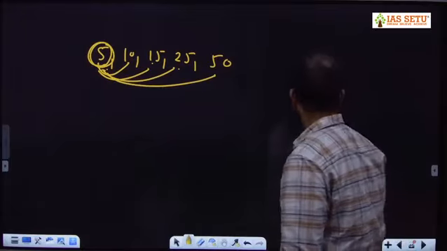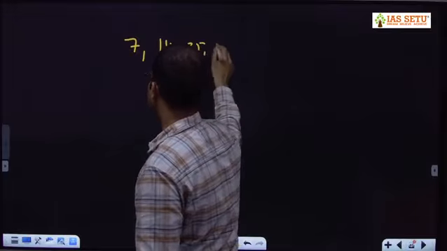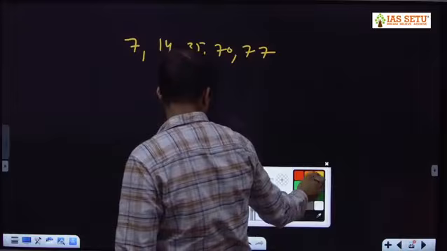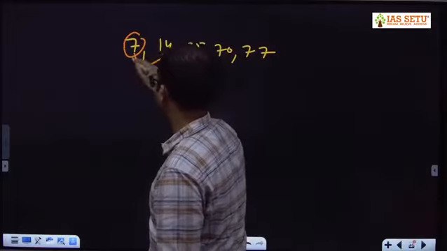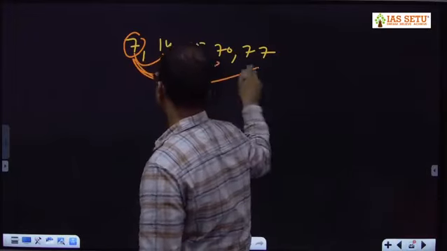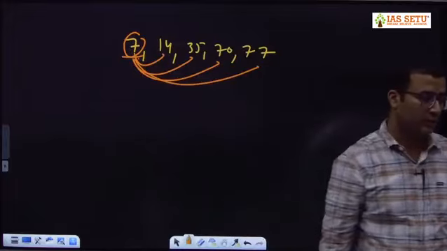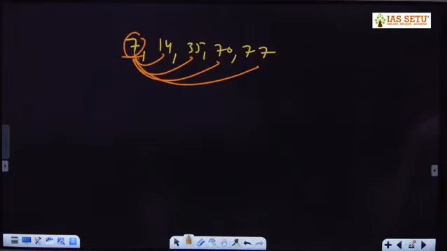Like if I ask 7, 14, 35, 70, 77. So here since 7 is a divisor of all the remaining numbers, you can conclude 7 itself is HCF. So what is HCF of 7, 14, 35, 70, 77? 7.